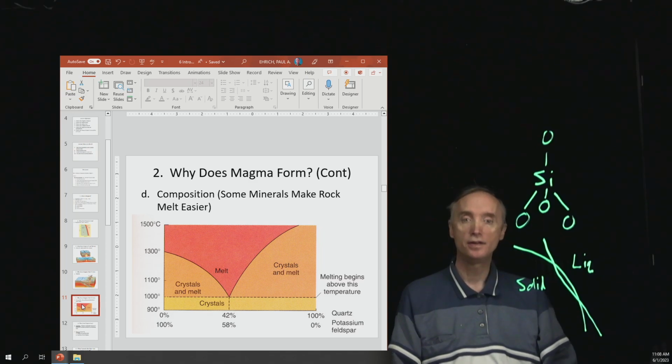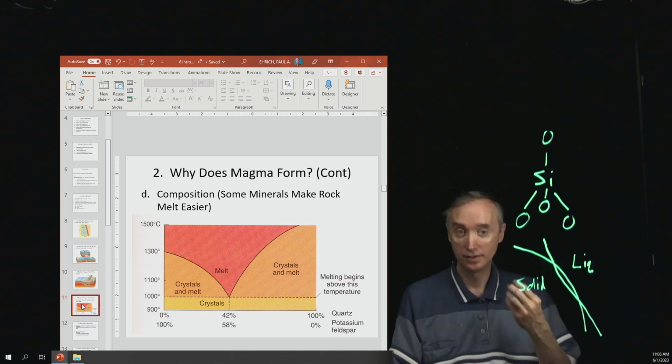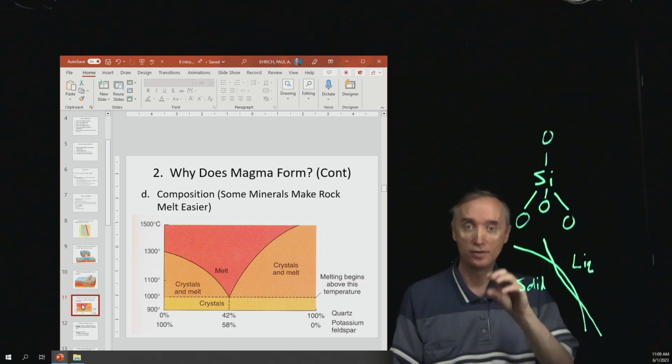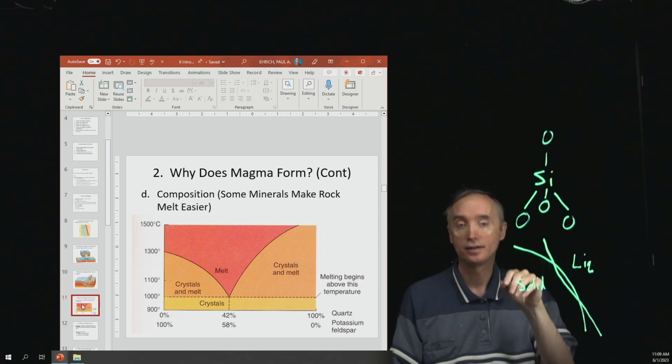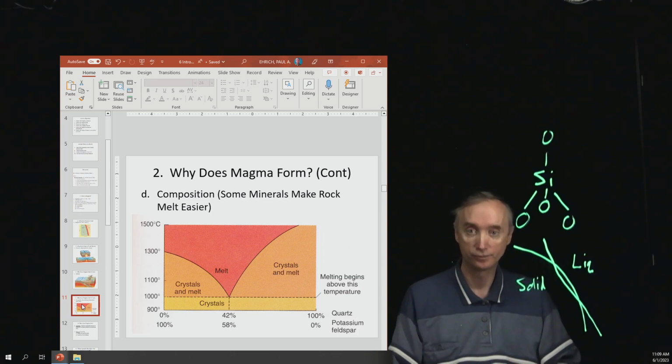Okay, and then this just shows you that it also depends on the composition of the magma. So remember, the three things that determine the chemistry of the magma are its temperature, its pressure, and its composition. This just illustrates that the composition of a magma determines whether it's going to be a solid or a liquid.